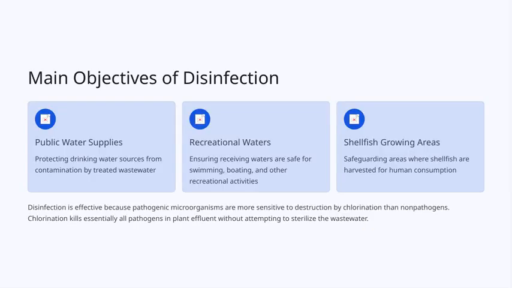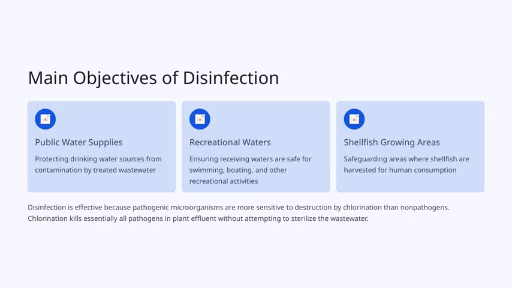Let's take a moment to look at the main objectives of disinfection. First, when we talk about public water supplies, the goal is to protect drinking water sources from contamination. This is especially important when we're dealing with treated wastewater that could carry harmful microorganisms. Next, for recreational waters like lakes, rivers, and beaches, disinfection helps ensure that these waters are safe for activities like swimming and boating. Nobody wants to worry about catching an illness while enjoying a day outside.